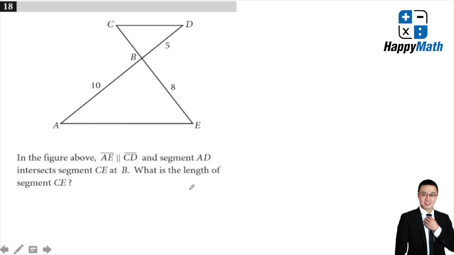The figure here shows segment AD and segment BE. What is the length of CE? What is the length of CE? It means you have to find BC and add BE.